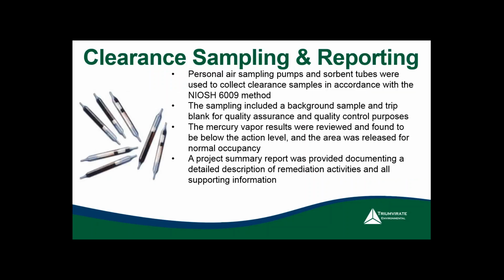Once we got everything below the action level, we did a NIOSH 6009 method for determining if re-entry was achievable. And we included a background sample and trip blank for quality assurance and quality control purposes. And the mercury results were reviewed and found to be below the action level, and the area was released for normal occupancy. And after the cleanup process, we provided a project summary report and documented a detailed description of remedial activities and all supporting information.